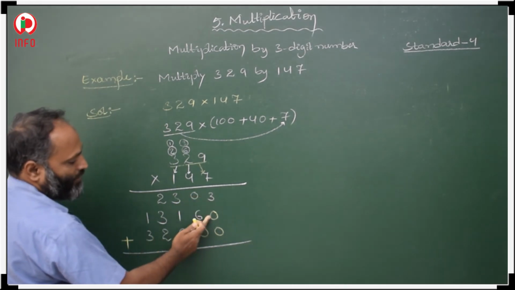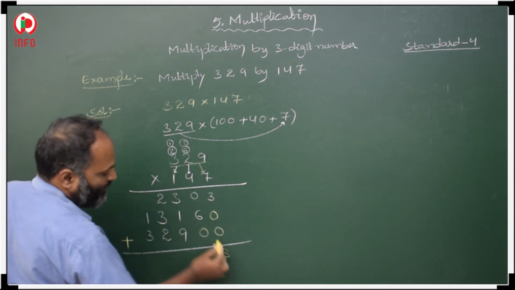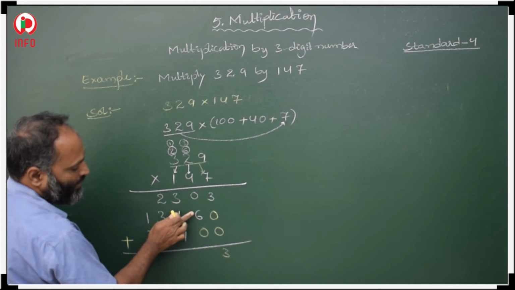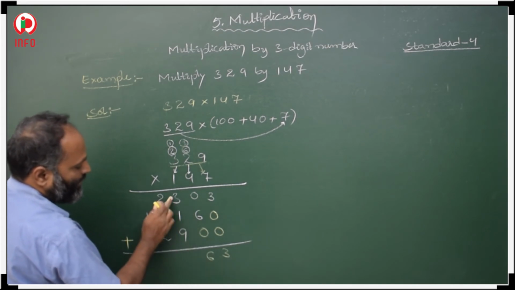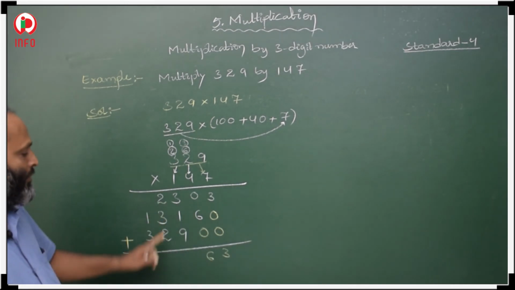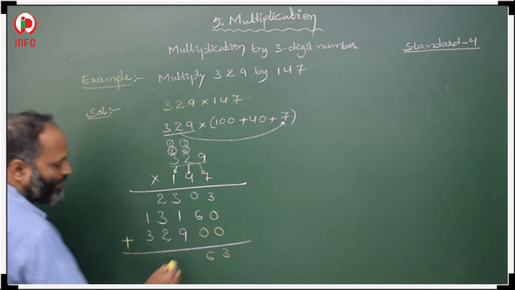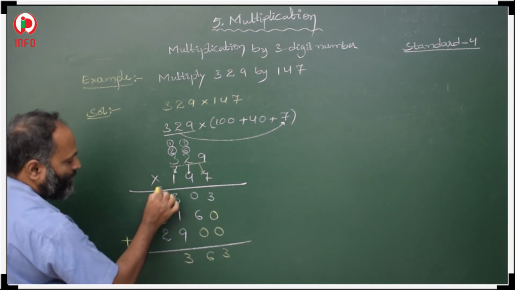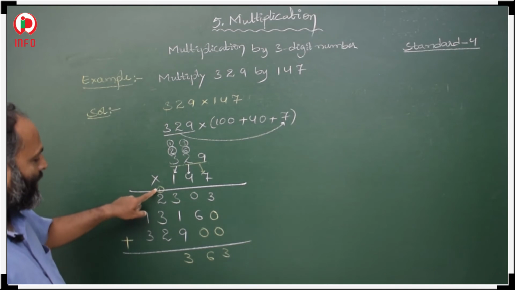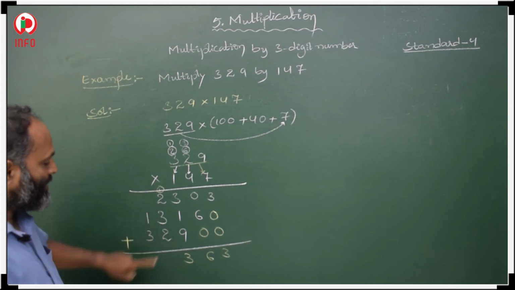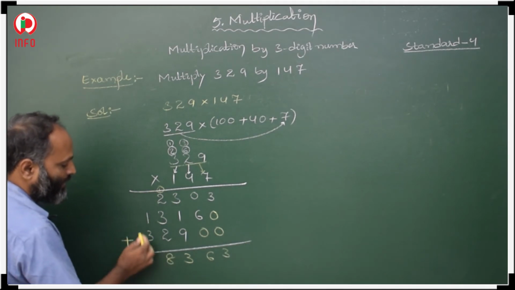3 plus 0, 3. 3 plus 0, 3. 0 plus 6, 6. 6 plus 0, 6. 3 plus 1, 4. 4 plus 9, 13. 3 and 1. 2 plus 1, 3. 3 plus 3, 6. 6 plus 2, 8. 3 plus 1, 4.